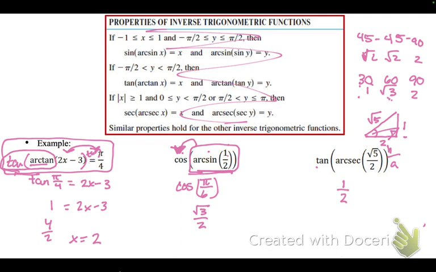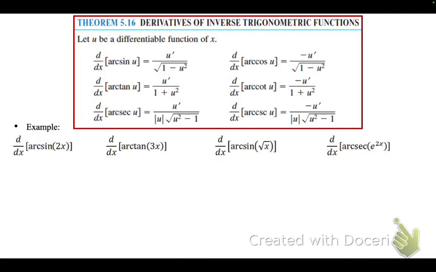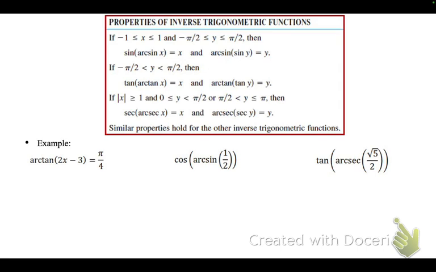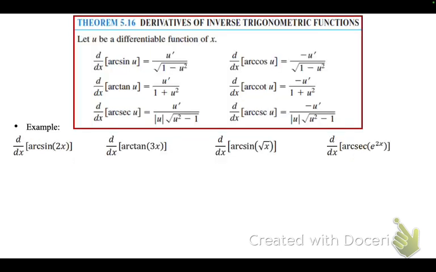Okay, so the whole point of today is the derivative. This table that I'm going to show you is on page 376. Let me know when you're good. Can we do the examples and then I'll just let you write? Yeah. Can we do that?